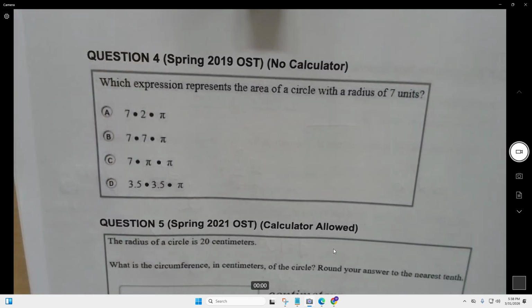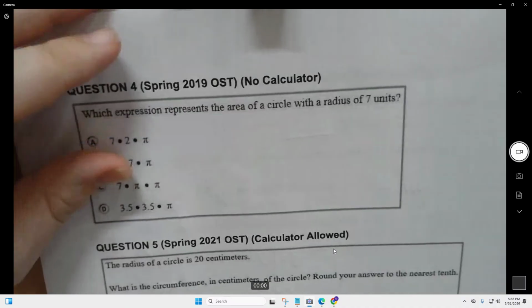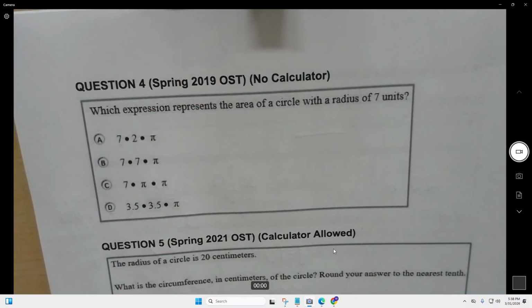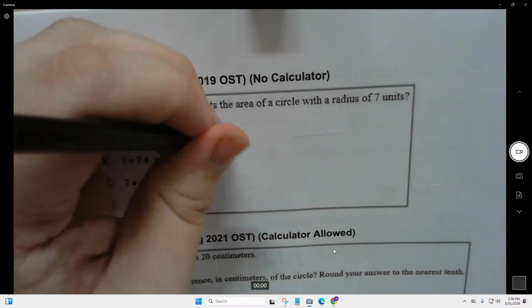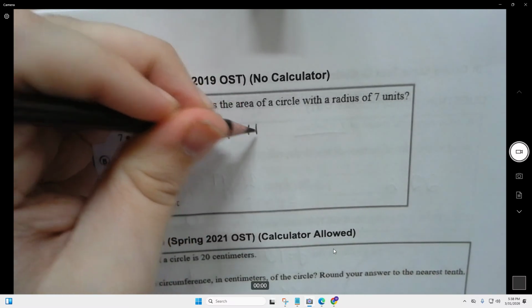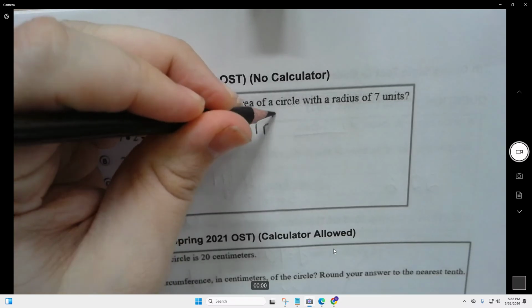Question number 4. Which expression represents the area of a circle with a radius of 7 units? Okay. So, remember that we talked about area. Area, where we had cherry pie is delicious, we had apple pie R2.